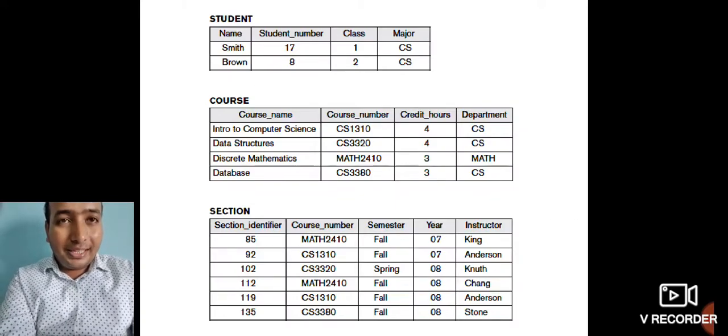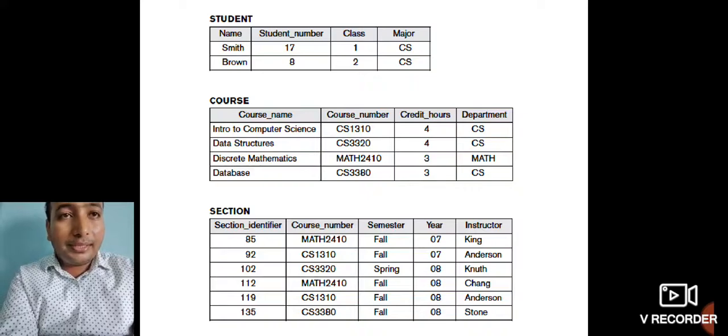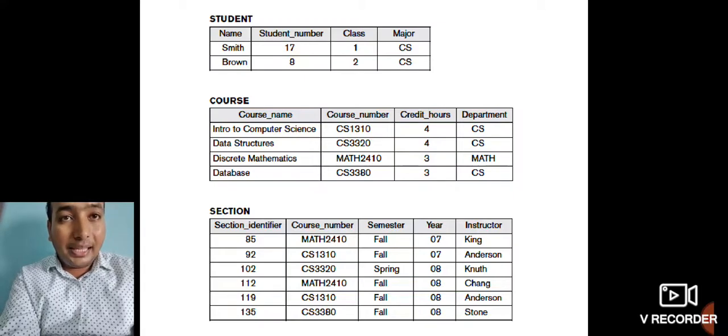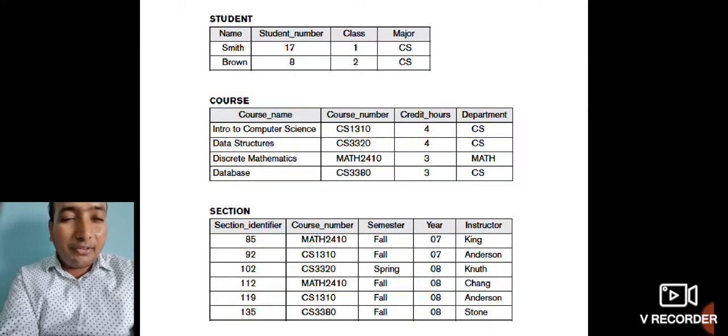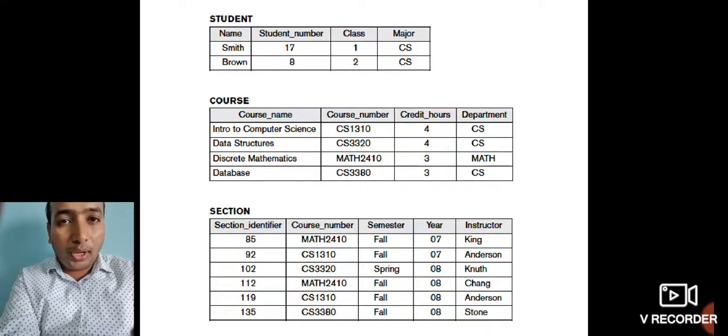Dear students, you can see here in the student you are having a simple table which is having 4 columns and 3 rows there. The first column is called name, that is referring to the name of the student. The second one is student number, it may be a register number. And the third one is class to which the student belongs and the major which he has taken for his studies. So here in this table, in the file student, we have 2 students, one name is Smith and second one name is Brown there.